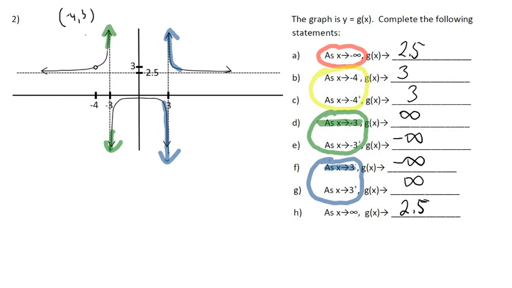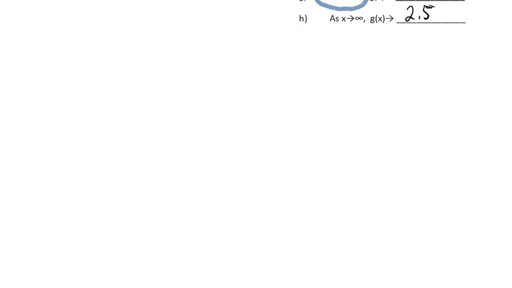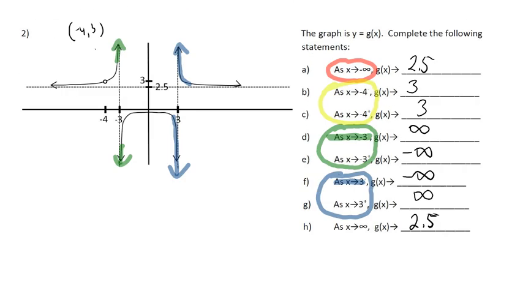All right, on the left-hand side, let's start with as x goes to -infinity. What are we doing? Is y going higher and higher, lower and lower, or leveling off? Going lower and lower. So I want to say -infinity on the left-hand side. Y is approaching -infinity on the left.